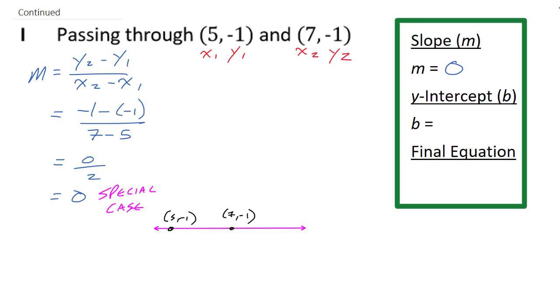So how do we write the equation of a horizontal line? All we got to do is just write y equals the y-coordinate. They have the same y-coordinate. That's it. Y equals -1. What's the y-intercept? It's also going to be -1, okay? So horizontal lines, we can kind of just stop and be done.